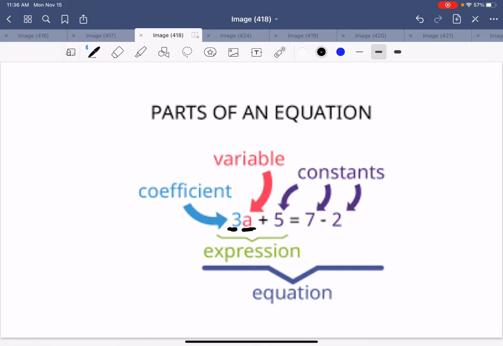Then we have our constants. Constants are numbers that don't change, that can't get changed inside the problem. So like 5 is a constant. 7 and 2 are also constants. You could subtract them to end up with 5, but it is also a constant.